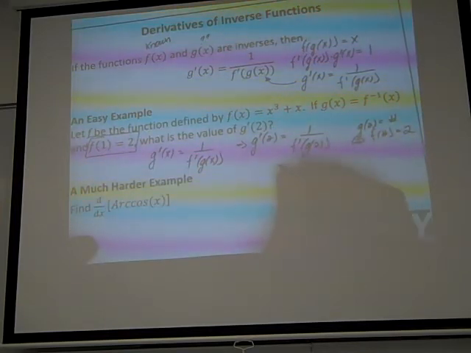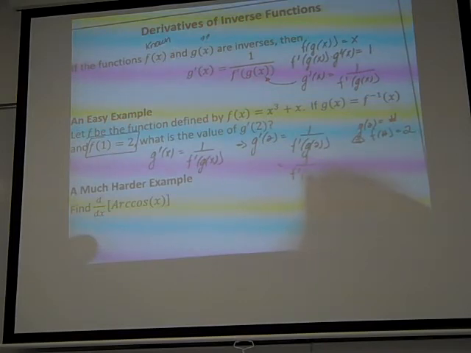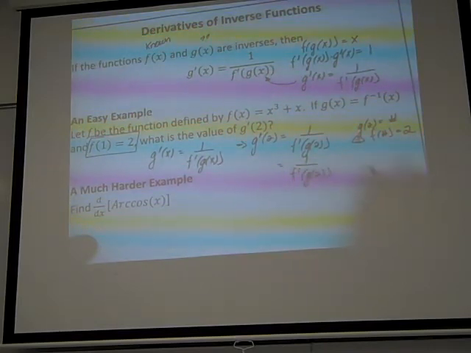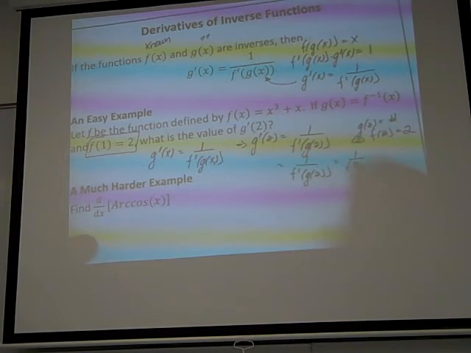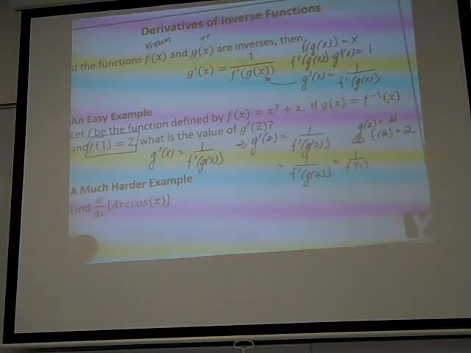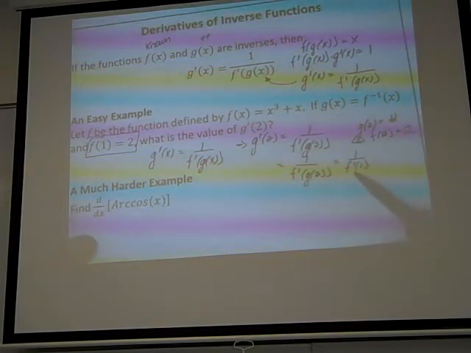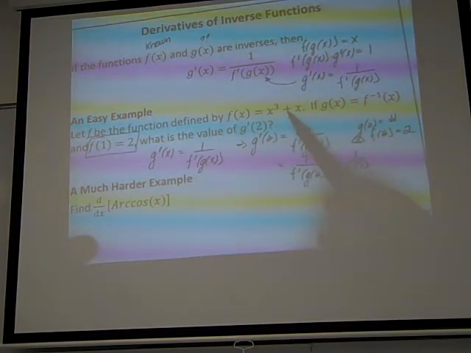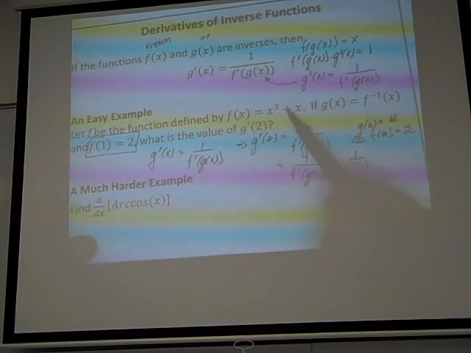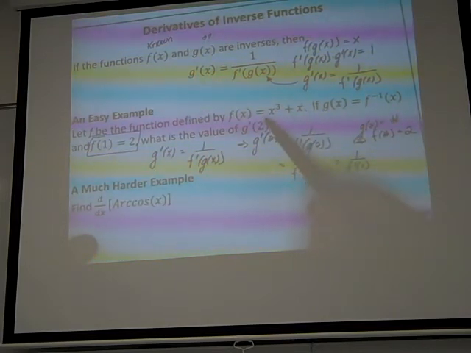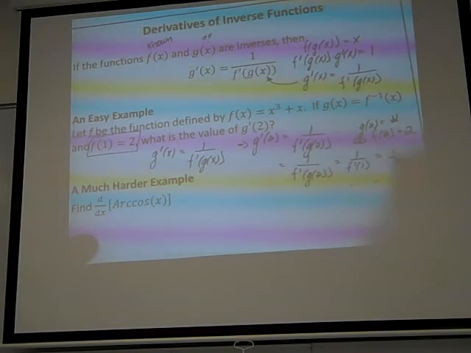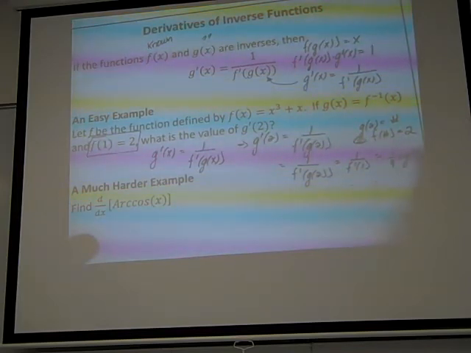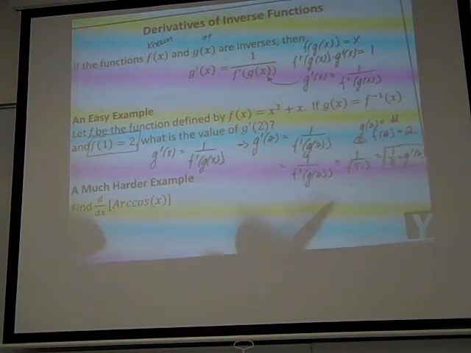So we can go back and we say that we've got 1 over f prime of g of 2, which is the same as 1 over f prime of 1. How do I find f prime of 1? I'm going to go back to my original function and take the derivative, then replace the x by 1. The derivative of f of x is 3x squared plus 1. If I find f prime of 1, I should get 4. And our final answer is 1/4. So that's what g prime of 2 is.